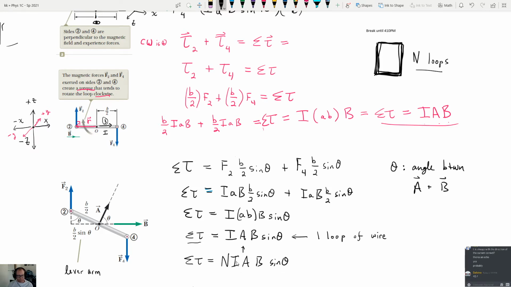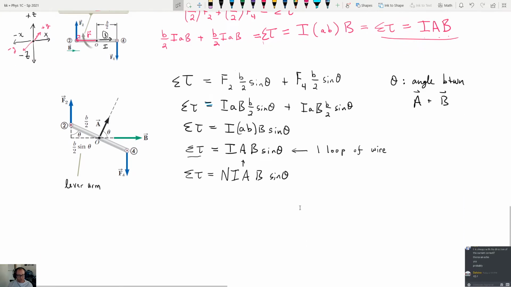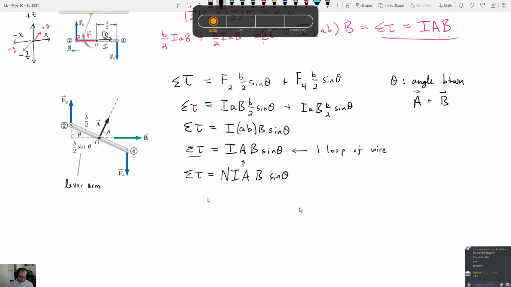Right? So, now that we have all of that, what I'd like to do is to take all of this here, and I gotta do one more step actually.